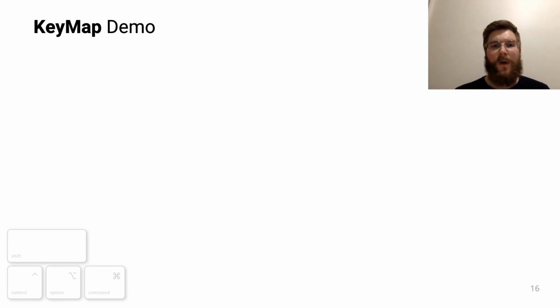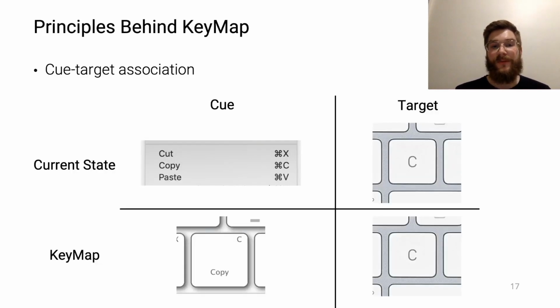So earlier I talked about how KeyMap improves keyboard shortcut vocabulary, but I haven't talked about why. So what are the principles that help KeyMap improve our memory of keyboard shortcuts? One of the biggest things that KeyMap supports is stronger cue target association. When we have to remember a keyboard shortcut, we're performing a cued recall process, where we have a cue, such as something in the menu that helps us remember it, and then we have a target, which is what we want to remember, which is the physical keyboard shortcut.